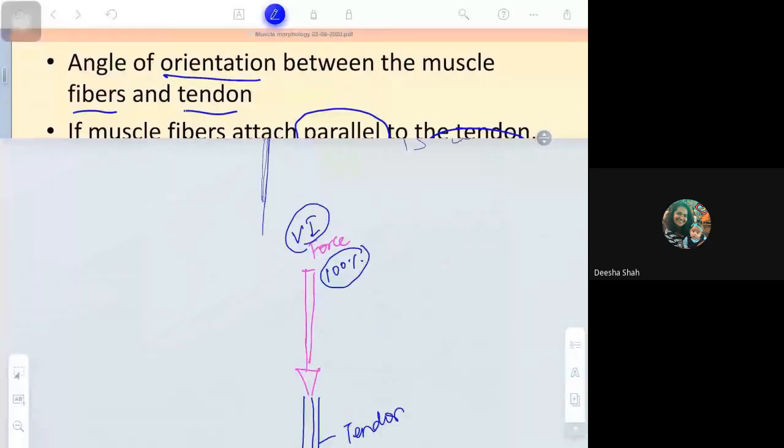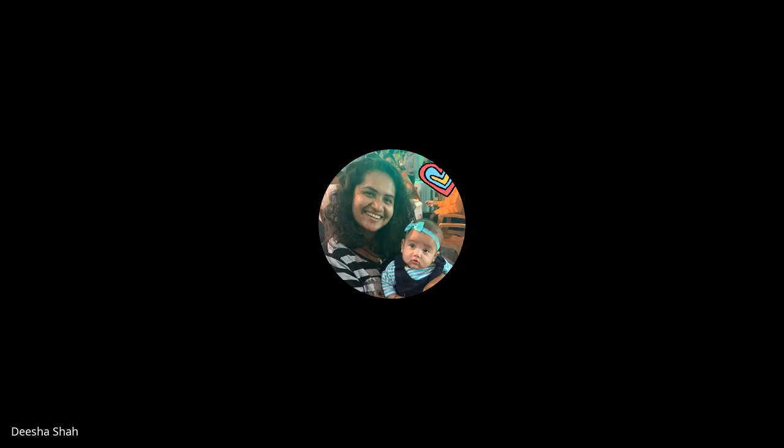Now, what is second? Vastus medialis and vastus lateralis. So here, all the force does not transmit to the tendon. Clear? Because it makes an angle. If it is 0, then all the force will be transmitted. Because it is making an angle, 100% of the force will not be transmitted to the tendon.